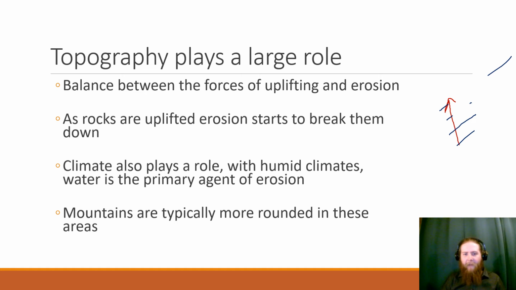Climate also plays a role. When we have humid climates, water is our primary agent of erosion. In these areas, the mountains aren't typically as peaked. They're more rounded, as this water is breaking that down and carrying those sediments away, eroding them to smaller bits.